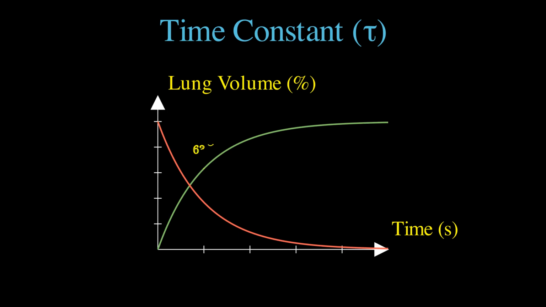After 1 tau, the lung has filled by 63%. After 2 tau, it has reached 86%. By 3 tau, it's at 95%. After 4 tau, nearly full at 98%.